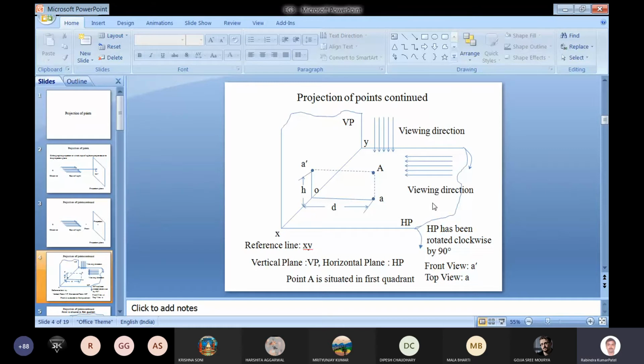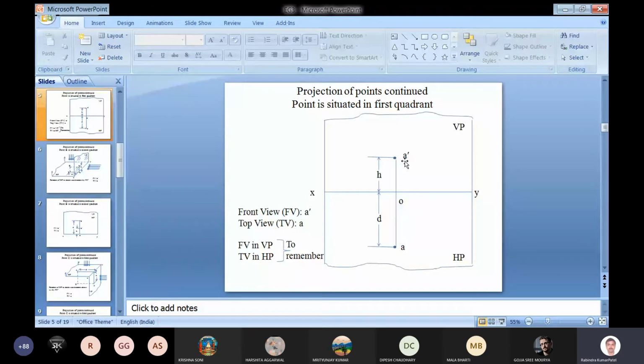Now you can see this in the rotated position. Here you can see this is A dash, which is the front view. A is the top view, and this dimension is showing the distance, and this dimension is showing the height. This is the vertical plane and this is the horizontal plane.